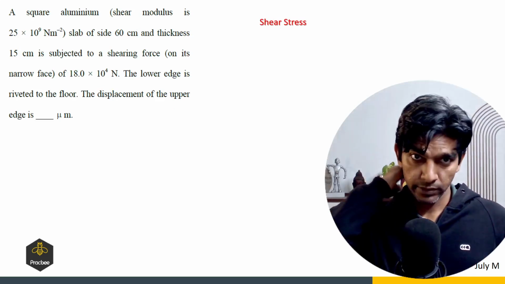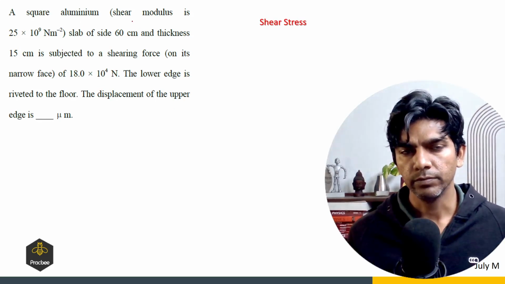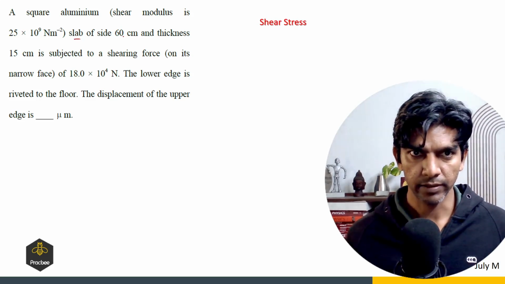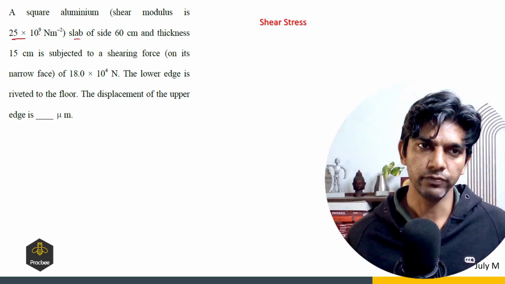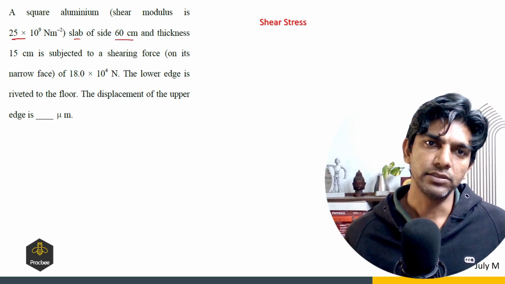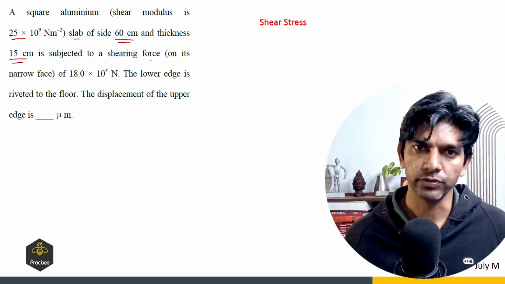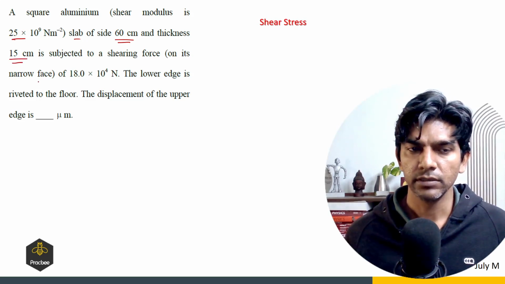Right. So let us see the next concept, which is based on shear stress. A square aluminium slab, with shear modulus 25 into 10 raised to 9 Newton per meter square, of side 60 centimeter and thickness 15 centimeter, is subjected to a shearing force on its narrow face.